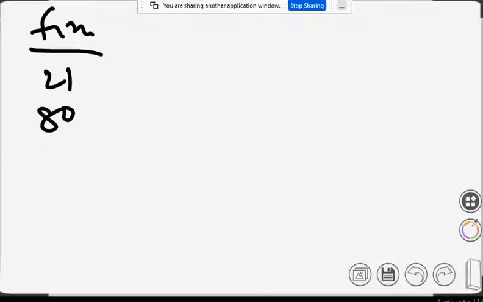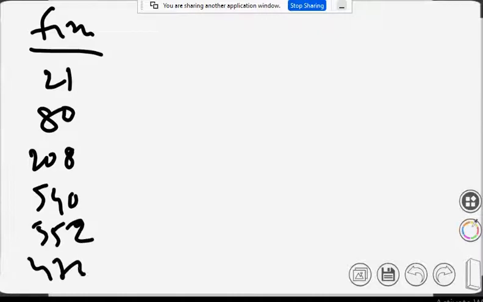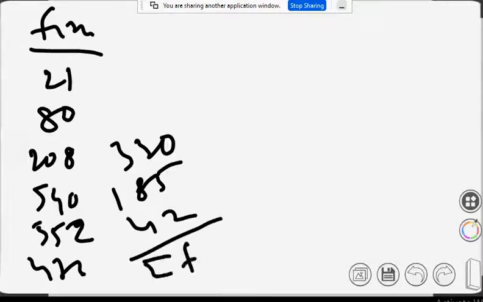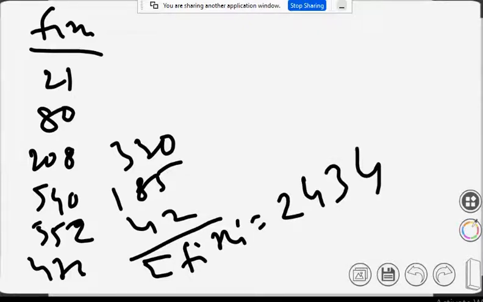21, 80, 208, 540, 552, 476, 330, 185, 42. And the summation fixi is 2434. So everybody agrees with that?